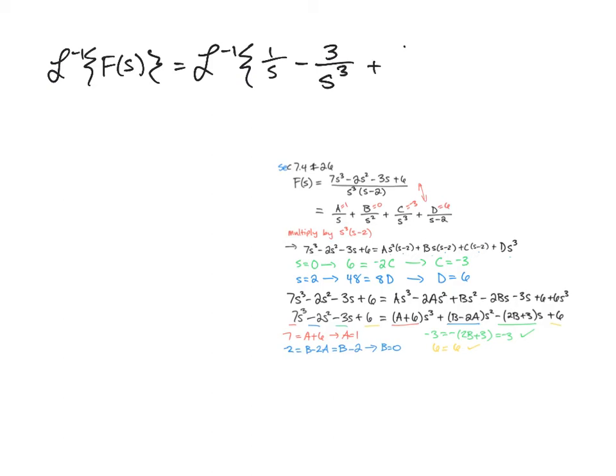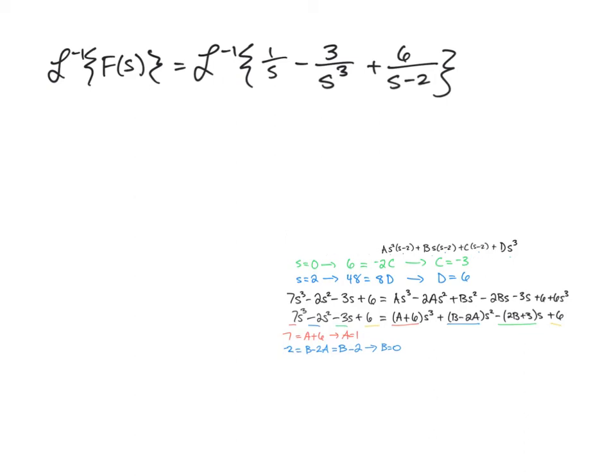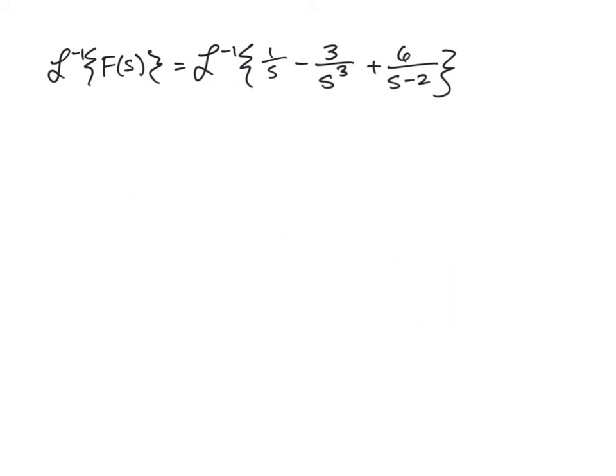Okay, I'm going to keep my work here for a second and then I'm going to erase it. So let's remember what we're trying to do. We're trying to compute the Laplace inverse of big F of S. We can write that instead as the Laplace inverse of 1 over S, plus the b term goes away as 0, minus 3 over S cubed plus 6 over S minus 2. Okay, and now I can get rid of this whole bunch of stuff that I did up there.